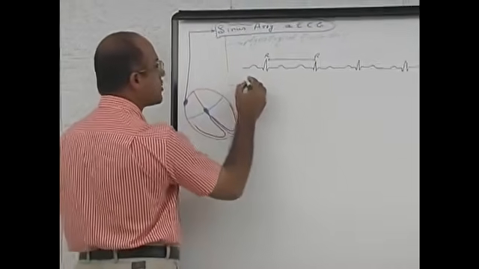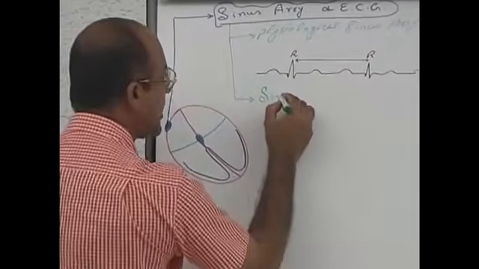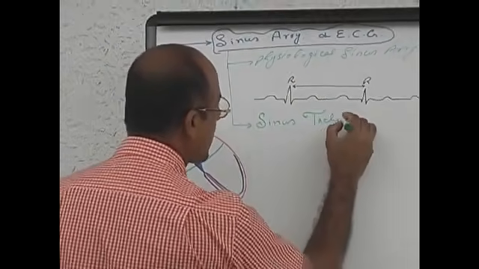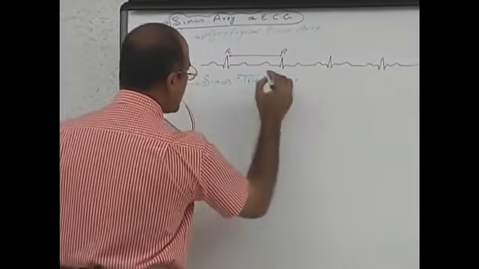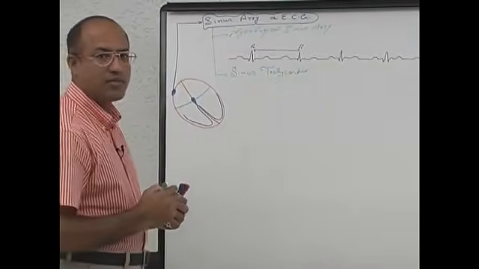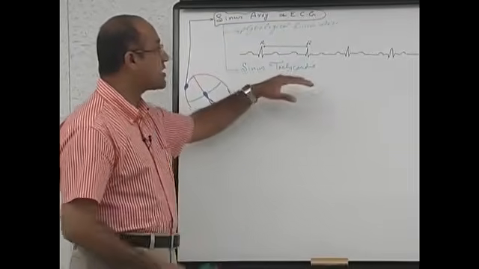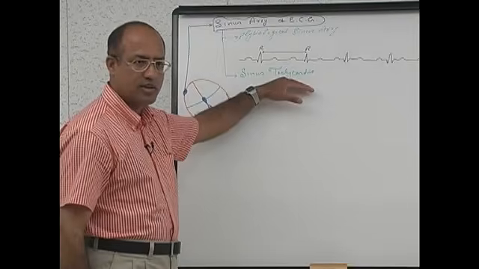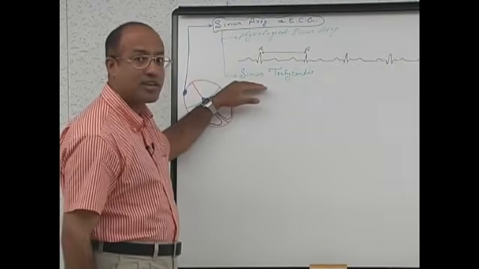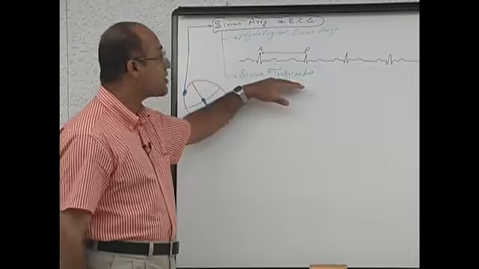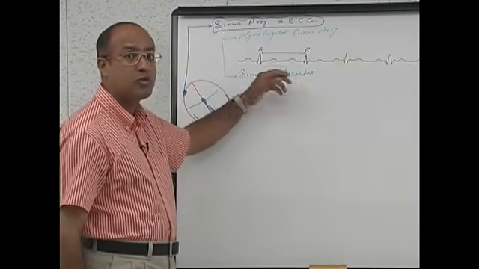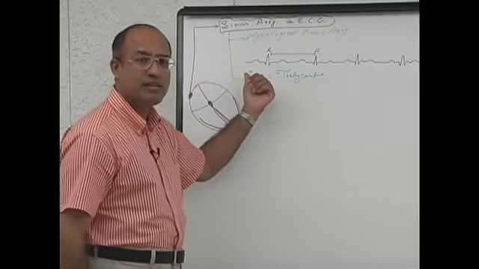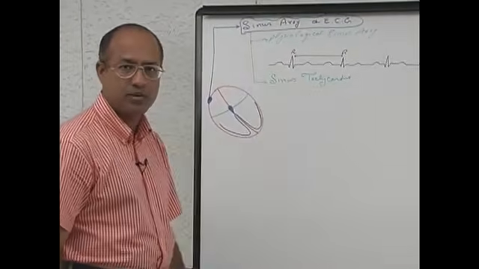Let's suppose we talk about sinus tachycardia. What is meant by sinus tachycardia? First of all, you must know what is meant by tachycardia. We have already discussed tachycardia means heart rate is more than 100. When we say patient has sinus tachycardia, it means that the heart rate which is more than 100 is due to increased activity in the sinus, increased activity in the SA node, right?